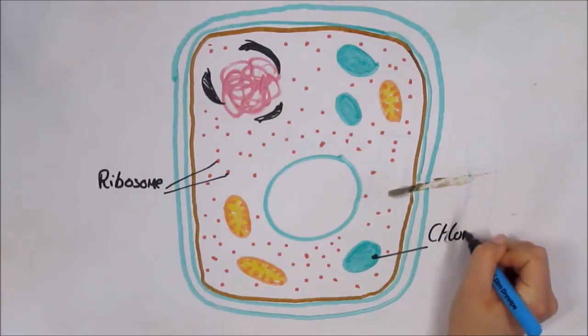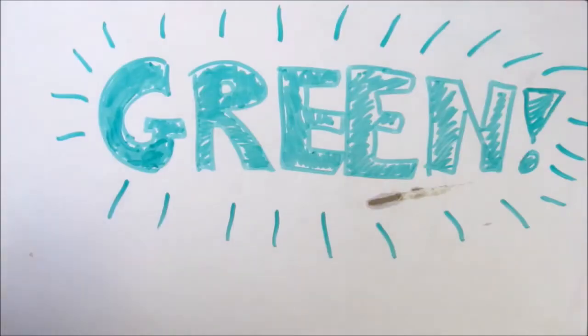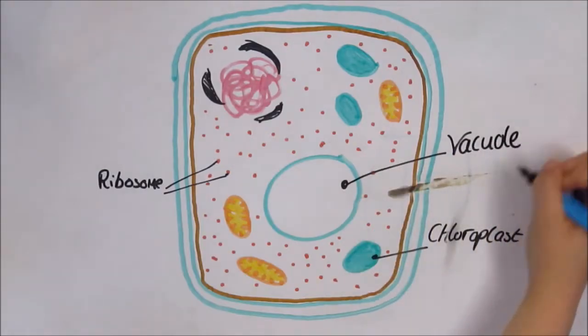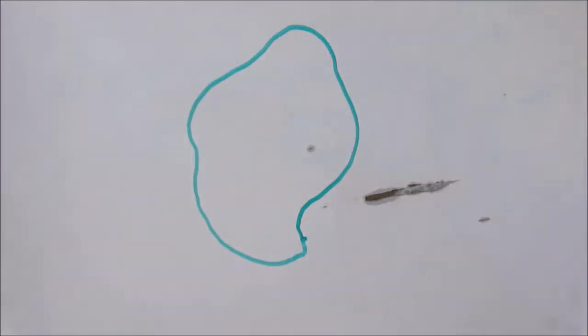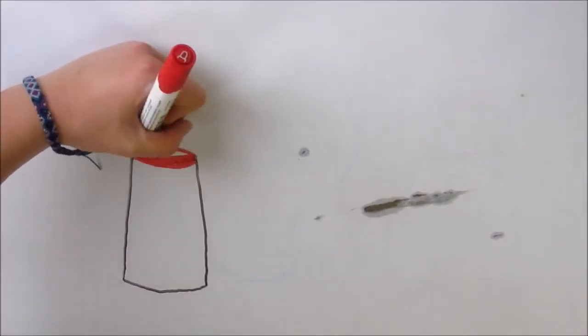Now, we all know that plants photosynthesize, don't we? The chloroplasts are where photosynthesis takes place. And also, it's why plants are green. Vacuoles may look pretty empty, but they're actually full of a fluid called cell sap. This is a liquid made up of salts and sugars, and they also help to give the cell strength and shape.